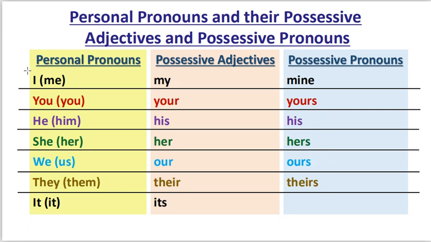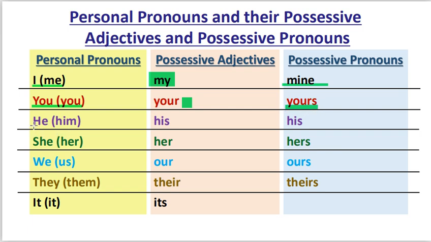The first personal pronoun is I. In the object form, it is me. And the possessive adjective for I and me is my. If I own a bicycle, I say it is my bicycle, mine. Then the possessive pronoun is mine, M-I-N-E. You is subject, it is also object. The possessive adjective for you is your, Y-O-U-R. The possessive pronoun for you is yours, Y-O-U-R-S.